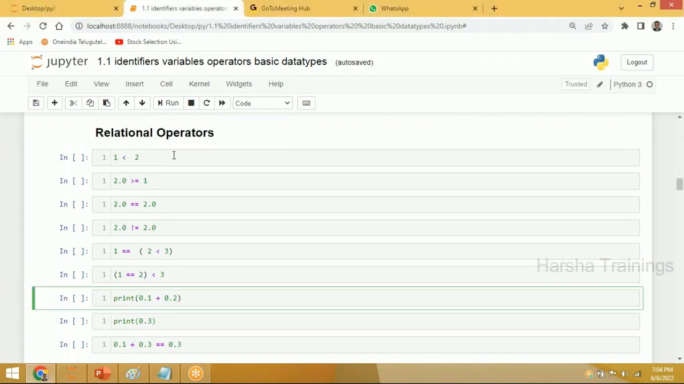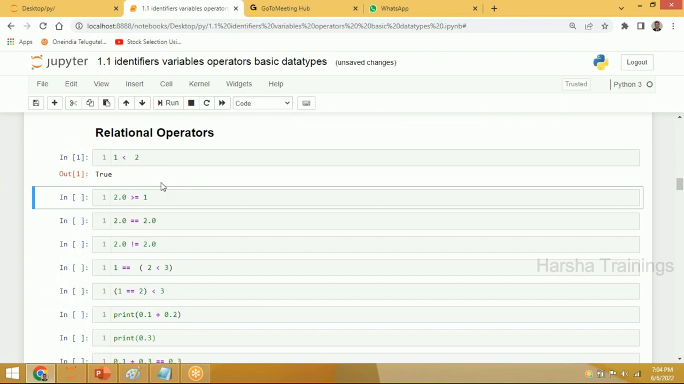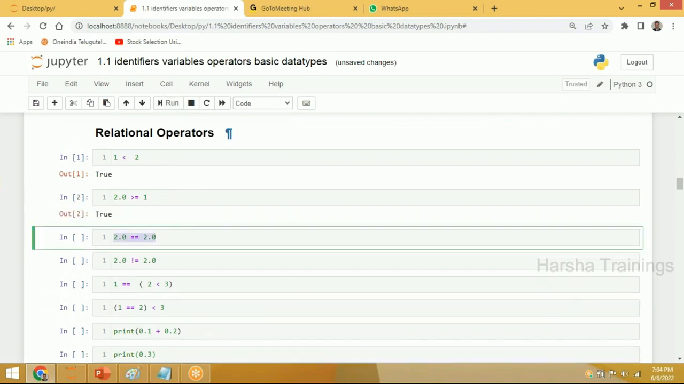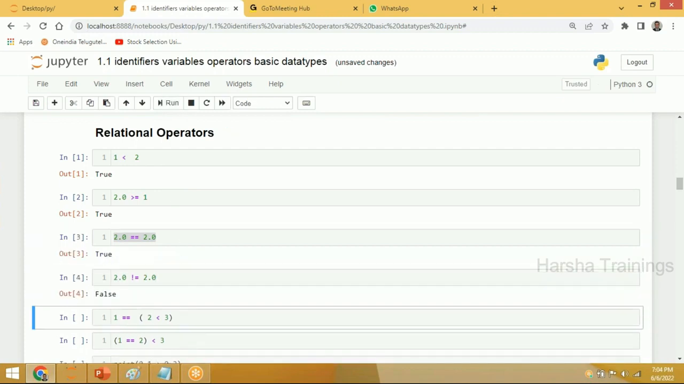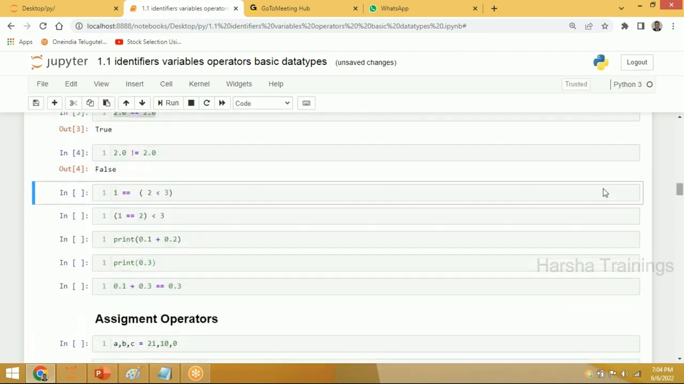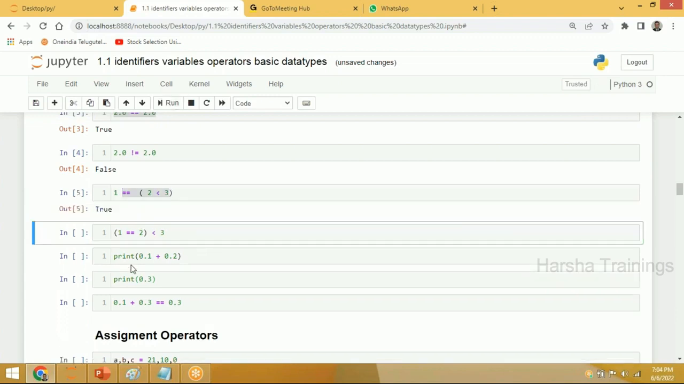Look here. 1 is less than 2, it is always true, and 2 is greater than 1, it is always true. 2.0 double equal to 2.0 is true. 2.0 not equal to 2.0 is false. Till now, everything we have seen in the PPT, the same thing I am explaining now. 1 double equal to 2 is less than 3: 2 is less than 3 is true, so it is 1. True will be represented as 1. 1 double equal to 1 is true, and 1 double equal to 2 is false. False will be represented as 0. So 0 is less than 3, it is true. Clear for everyone?